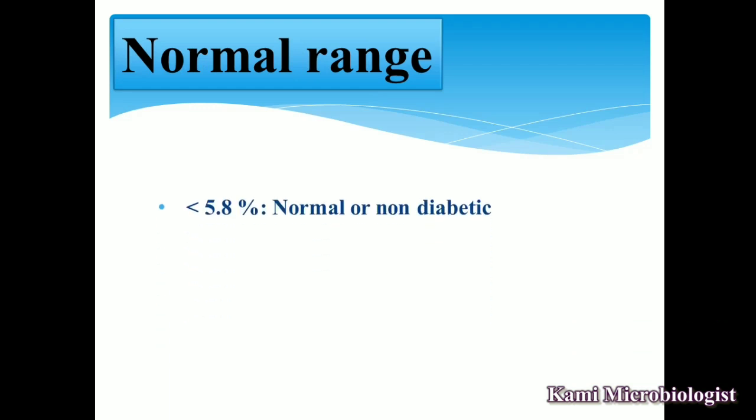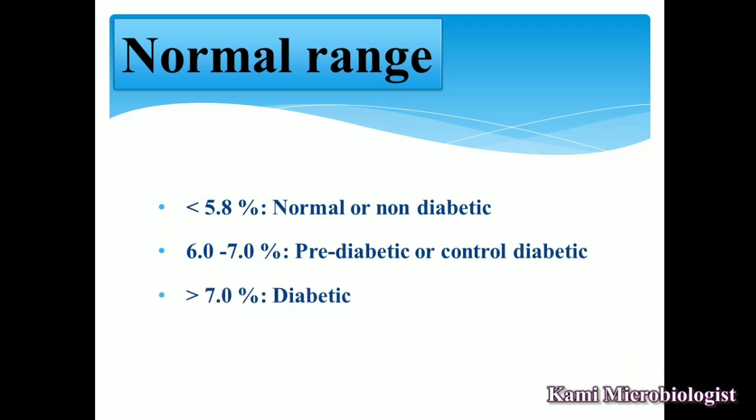Now the normal range: if you see that the test value is less than 5.8%, it means the patient is non-diabetic, or we can say it is normal. If you see that the value is 6.0 to 7.0, it means that the patient is pre-diabetic or the patient has controlled diabetes. If the value of the result is more than 7.0%, it means that the patient has uncontrolled diabetes, or we can say the patient is a diabetic patient.